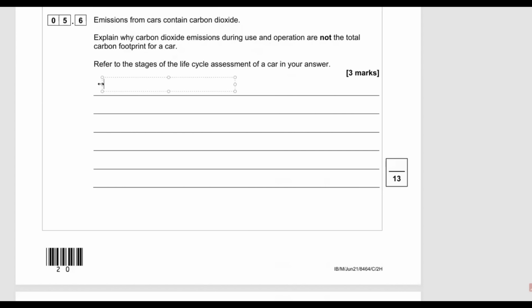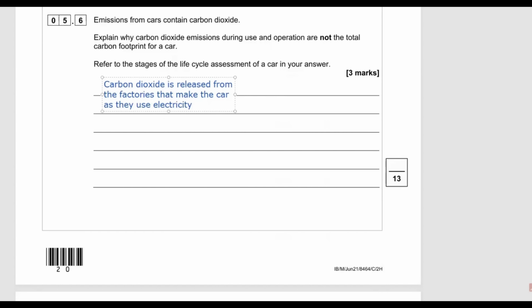So we don't just look at how much carbon dioxide comes out of a car when you drive it around. We have to refer to all the stages of the life cycle assessment, known as the LCA, of the car. So we've got to think about, you might want to pause the video, have a go at this. All right, I'm going to go through the answers.